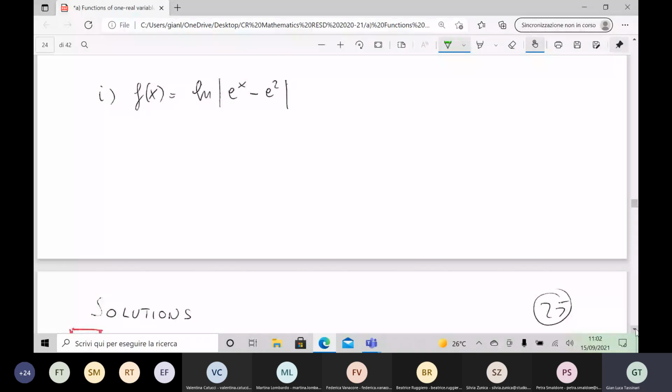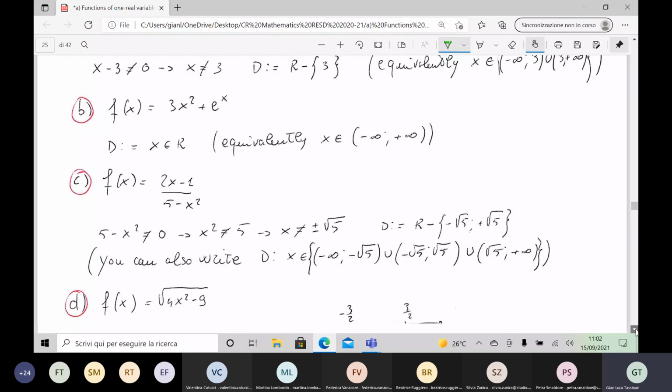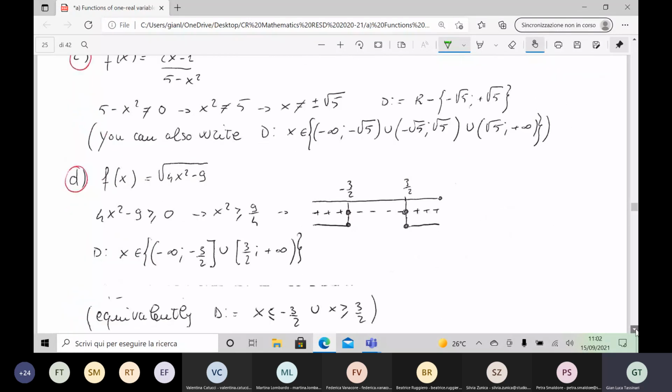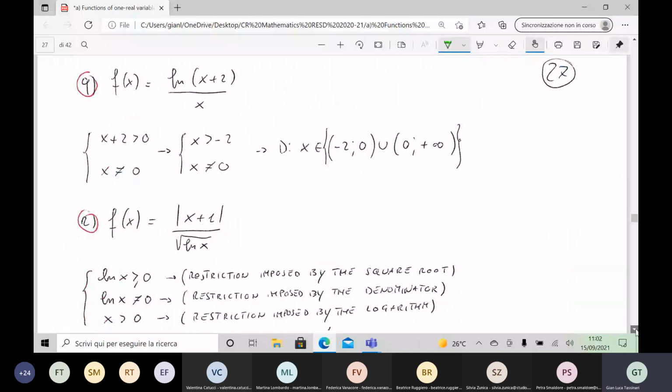And here, on the contrary, if you have troubles, I recommend to do more exercises, to do a lot of exercises. And here you have all the solutions with all the steps, so you can really check if you did everything correctly. Okay, now I close this file and I'm going to open another one.